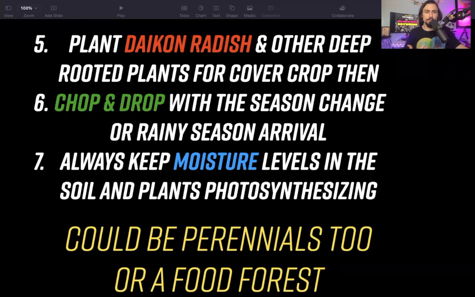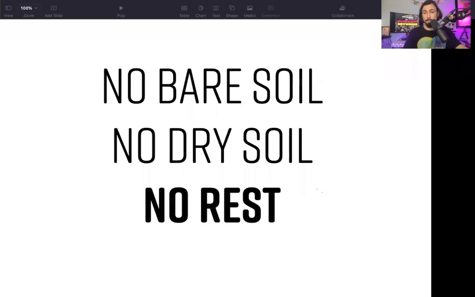And so you have to be really on it. You have to protect that soil with mulch. It could be perennials or even a food forest as well. So in general, we're talking about no bare soil, no dry soil, and no rest, because the more you're photosynthesizing, the more energy, the more organic matter that you're bringing in, the more microbial action. That's the secret of Singing Frogs Farm, is that they give it no rest. They're always sending down those photosynthetic vibes.